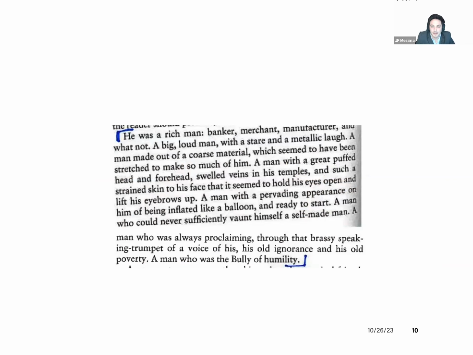So here's the passage where Bounderby's character is introduced. Dickens writes, "He was a rich man, a banker, merchant, manufacturer, and whatnot. A big, loud man with a stare and a metallic laugh. A man made out of a coarse material, which seemed to have been stretched to make so much of him. A man with a great puffed head and forehead, swelled veins in his temples, and such a strained skin to his face that it seemed to hold his eyes open and lift his eyebrows up. A man with a pervading appearance on him of being inflated like a balloon and ready to start. A man who could never sufficiently vaunt himself a self-made man. A man who was always complaining through that brassy speaking trumpet of a voice of his old ignorance and his old poverty. A man who was the bully of humility."